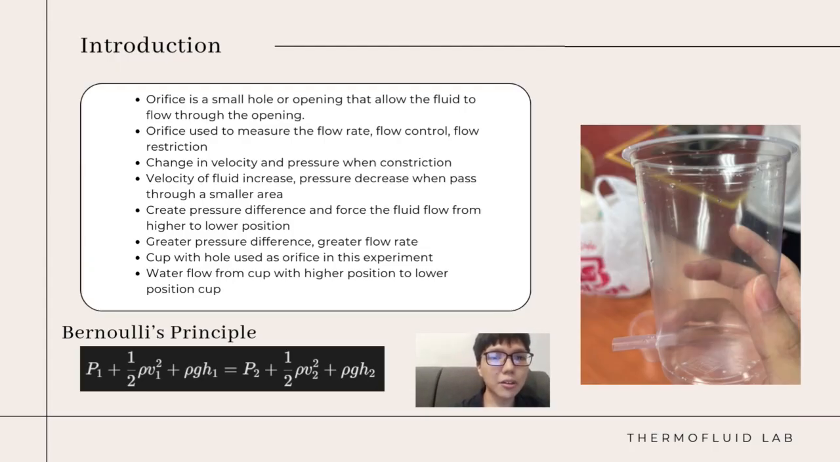So our experiment is about the orifice. Orifice is a small hole or opening that allows the fluid to flow through the opening. Orifice has many uses. It can be used to measure the flow rate, for flow control, and to restrict the flow. Orifice reduces the area, and this will change the velocity and pressure.